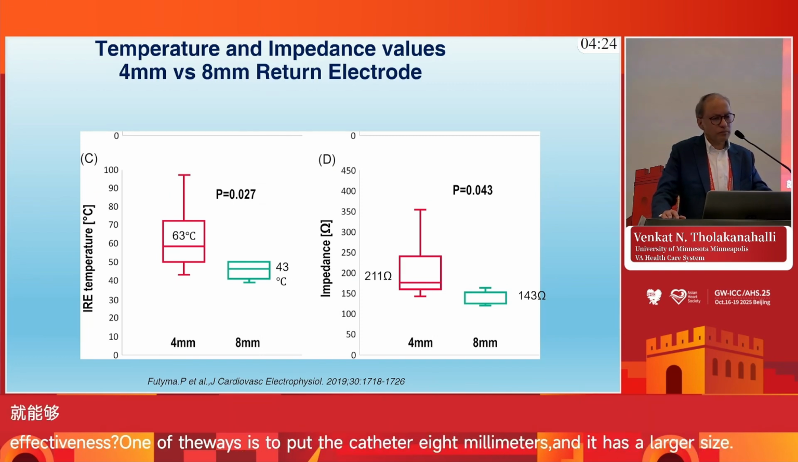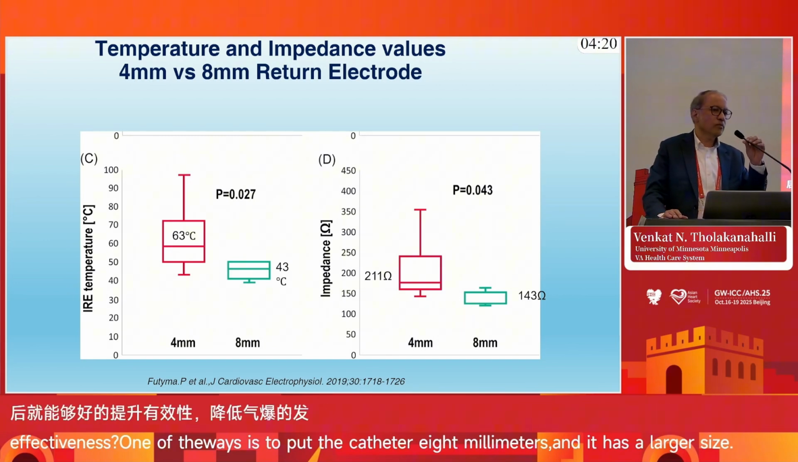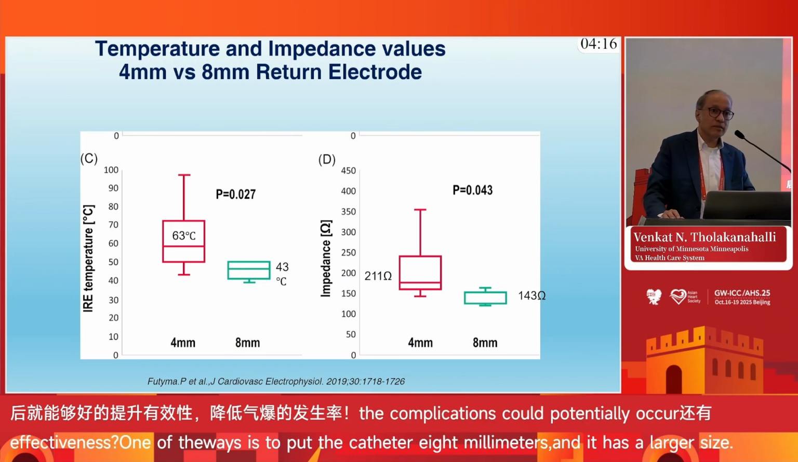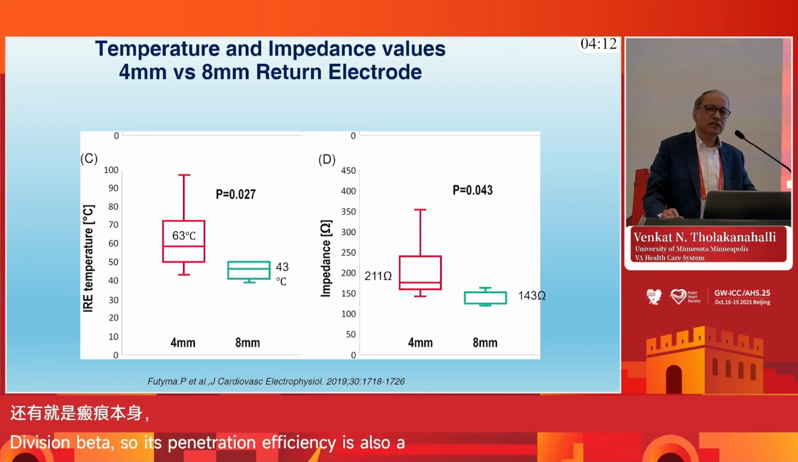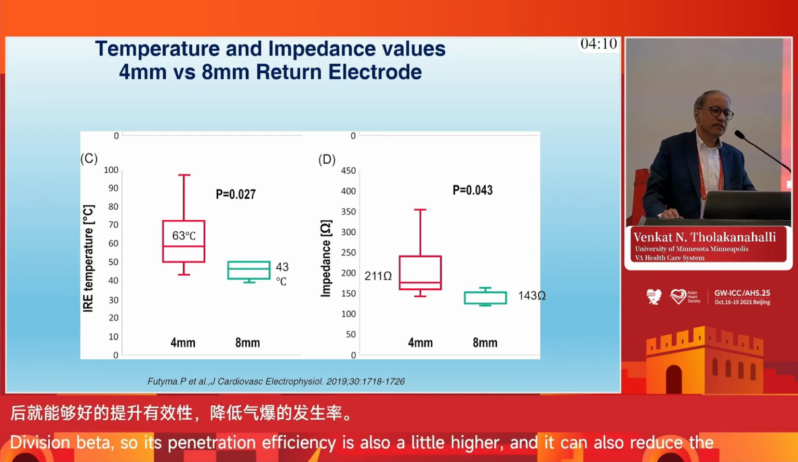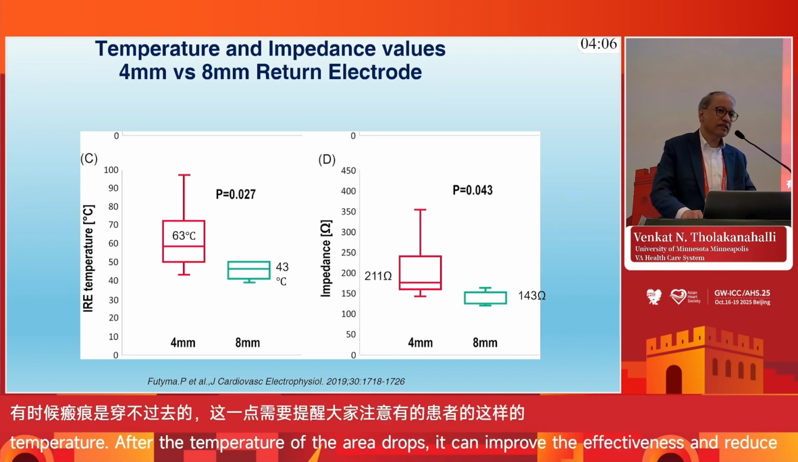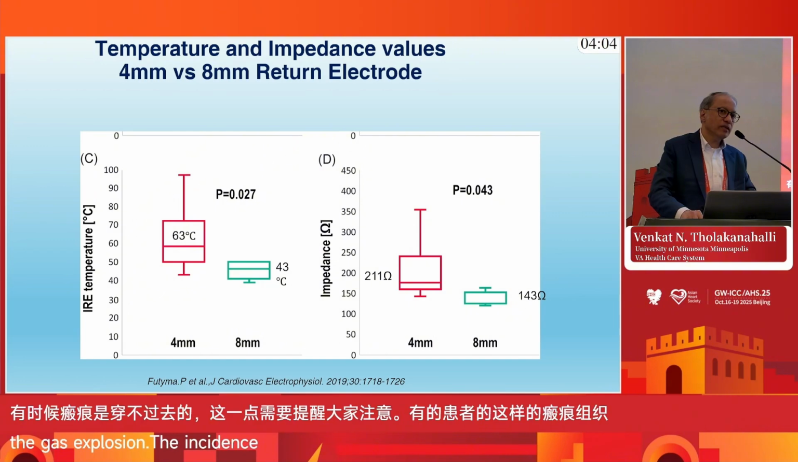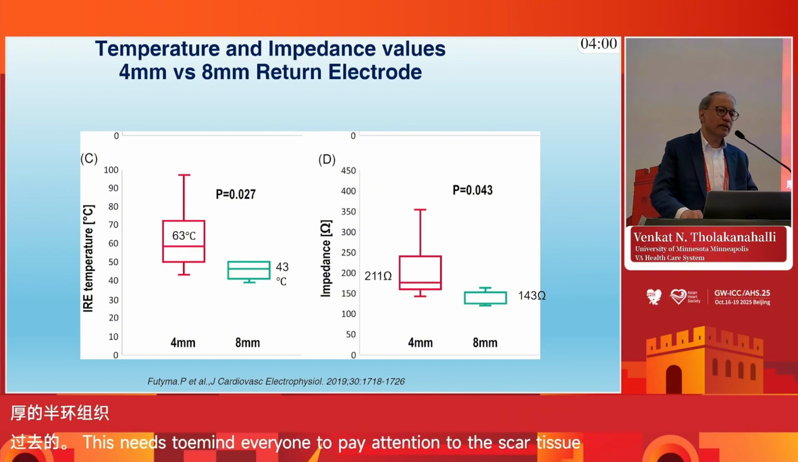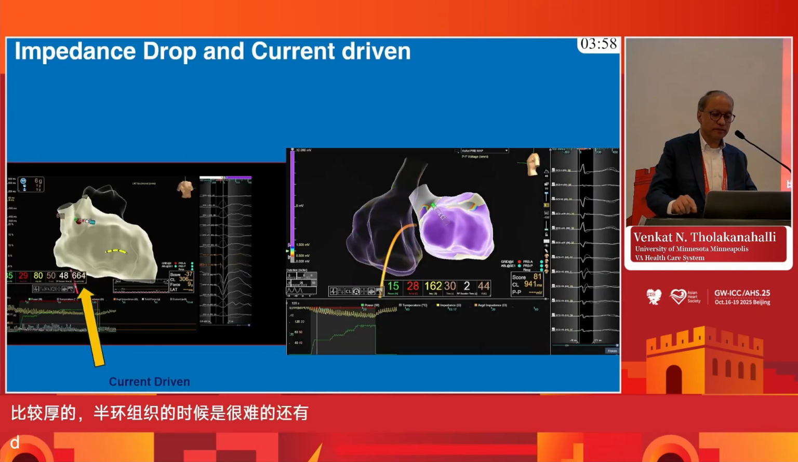One of the problems, which I didn't tell you much about other than the fact that complications could potentially occur, is that the scar itself is sometimes impenetrable with RF. That is something we need to keep in mind. RF stops as if there is an insulation sometimes with a thick scar. Occasionally, particularly in valvular heart disease, you see a lot of calcium, so it may be a little bit difficult in that situation as well.